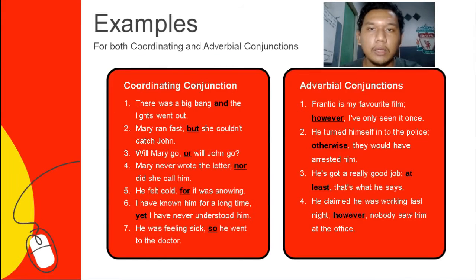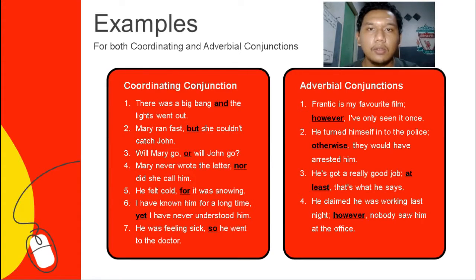Next, we will be looking at some examples of compound sentences that use conjunctions. Let's read them together. First is coordinating conjunction. Let's take a look at number 1. There was a big bang and the lights went out. Mary ran fast, but she couldn't catch John. Will Mary go or will John go? Mary never wrote the letter, nor did she call him. He felt cold, for it was snowing. I have known him for a long time, yet I have never understood him. He was feeling sick, so he went to the doctor.